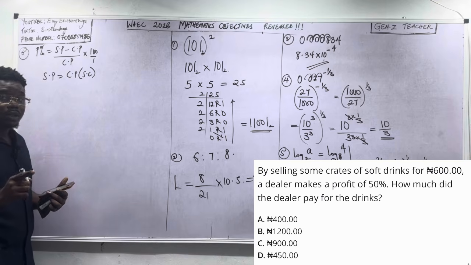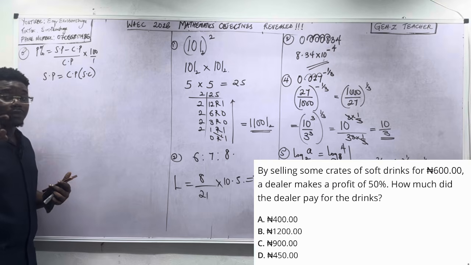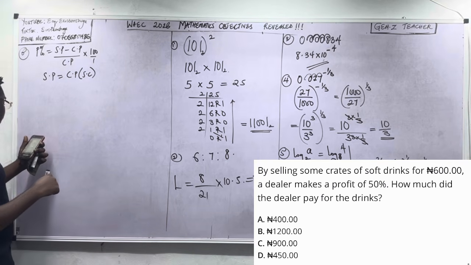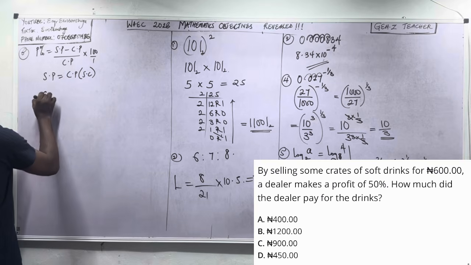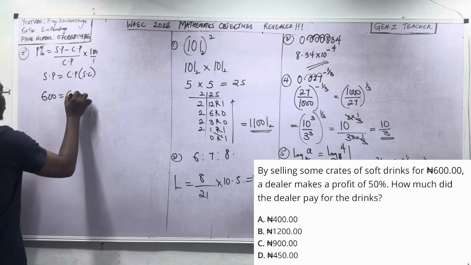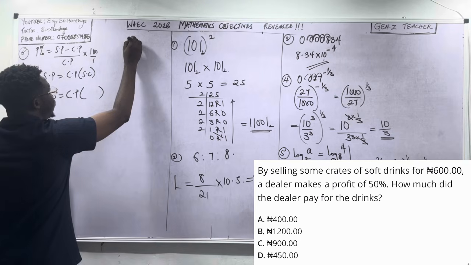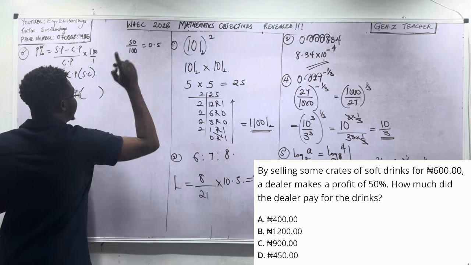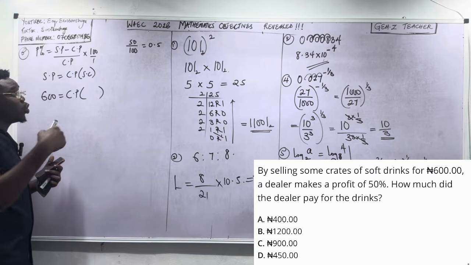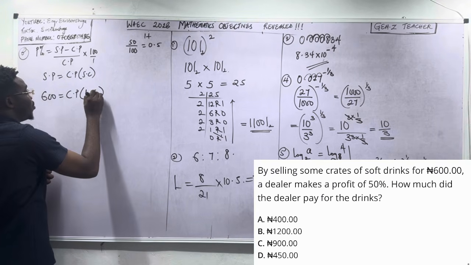If it is profit, you convert the profit to decimal and do 1 plus the value. If it is loss, you do 1 minus the value. Let's apply the formula now. The selling price was 600 naira. We are finding the cost price. Since he made a profit of 50%, 50% means 50 over 100, and that's 0.5. Remember, profit means you are gaining. We're going to do 1 plus this value for the shortcut. So we're going to have 1.5 over here.